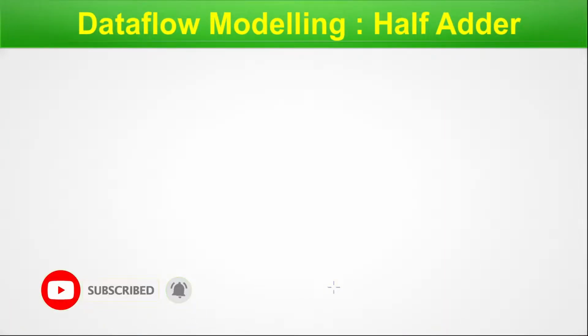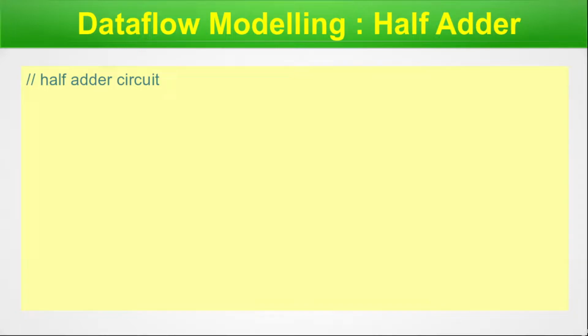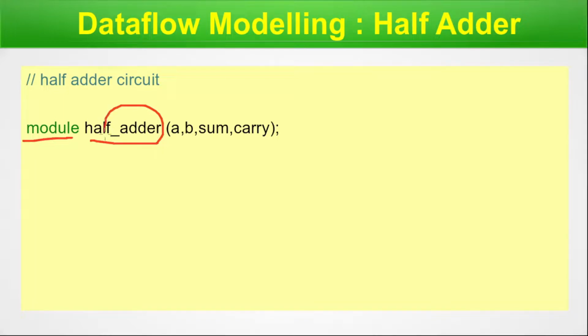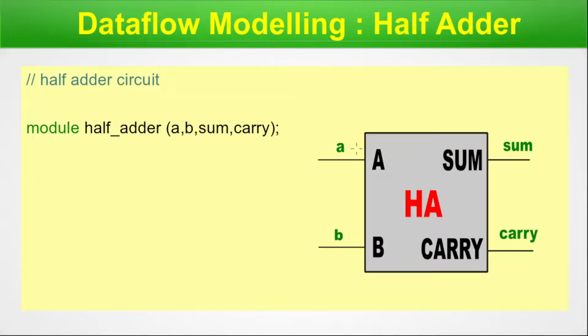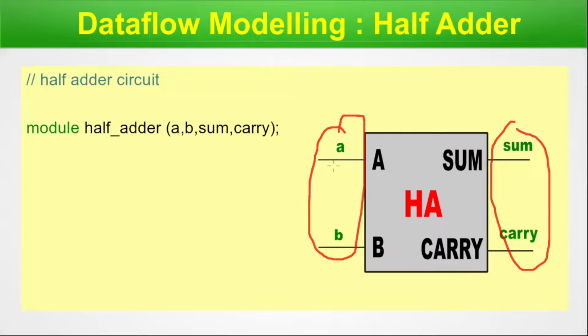Data flow modeling of a half adder. So here we'll do the Verilog coding of a half adder for the data flow modeling. Here goes our comment, half adder circuit, and we start our module definition. Module half adder, we name it, and we give A, B, sum and carry. So these two are inputs and sum and carry are the outputs. So here you can see our circuit, and as I was saying, in the design of the circuit, generally we draw our inputs at the left while our outputs at the right. So A, B, sum and carry, and this is a block diagram.